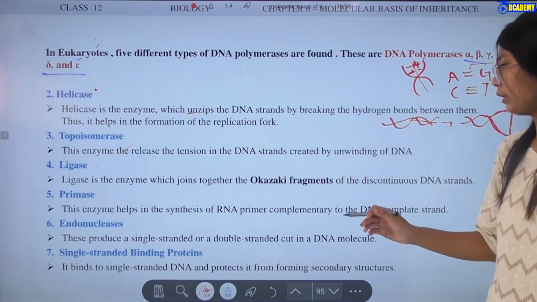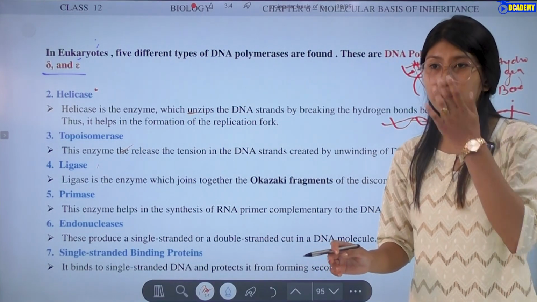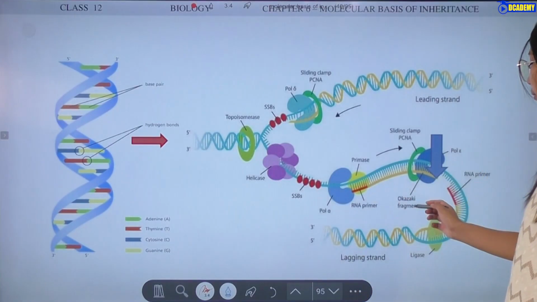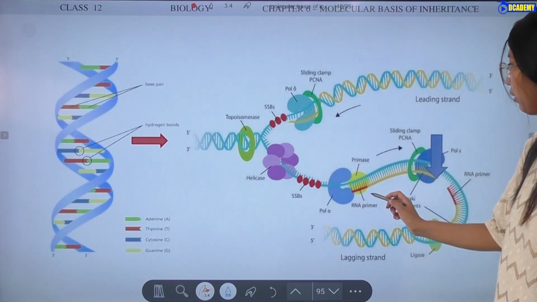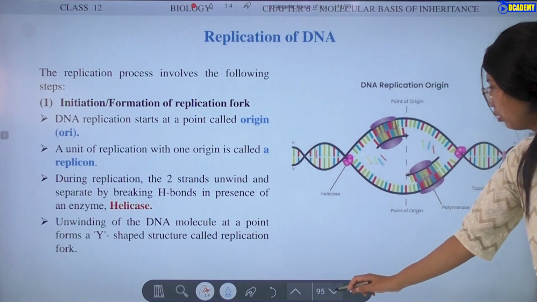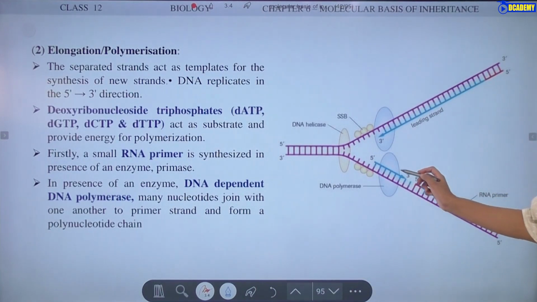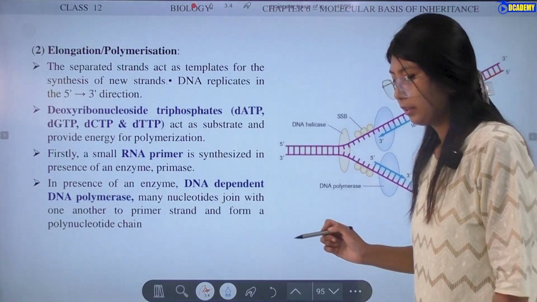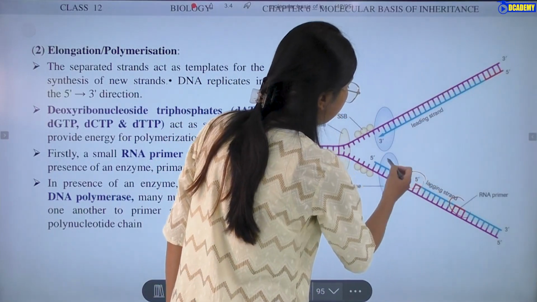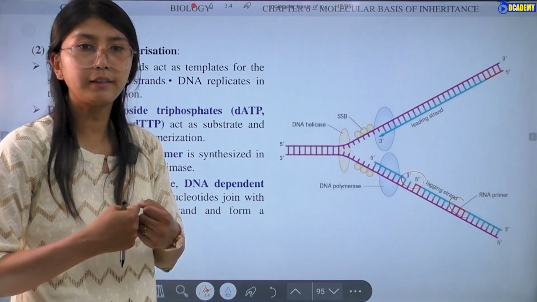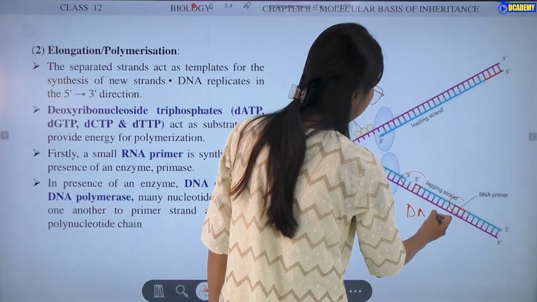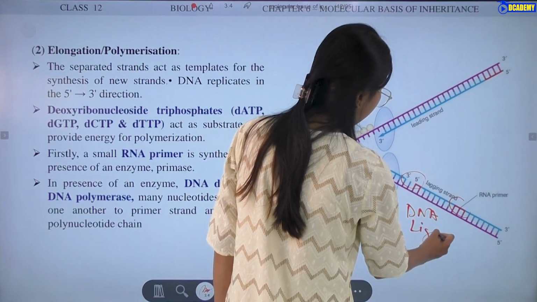Then DNA ligase is the enzyme in which the Okazaki fragments are joined together. The fragments are sealed by DNA ligase.